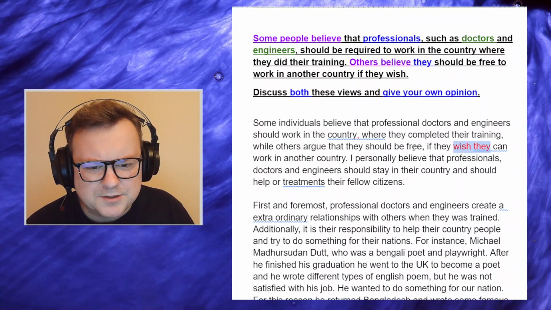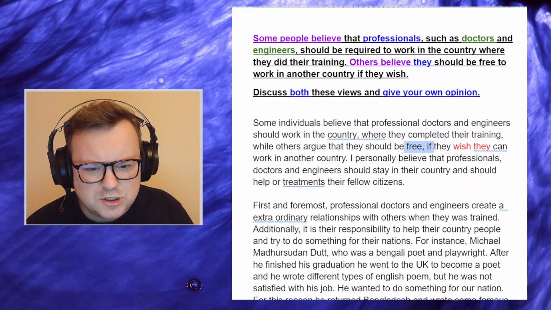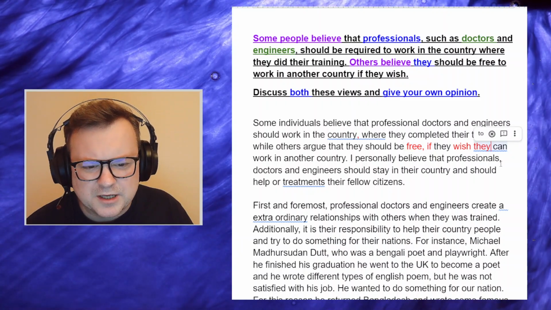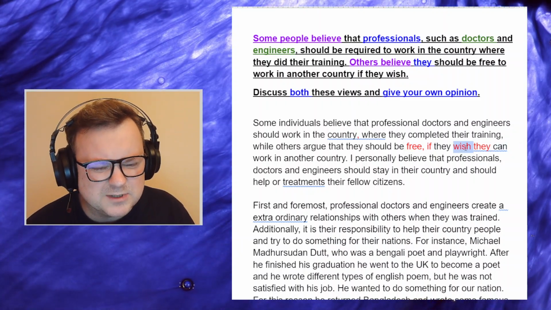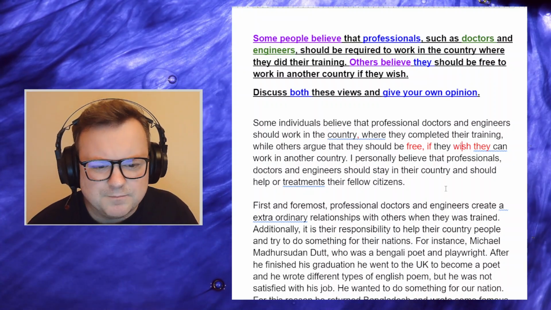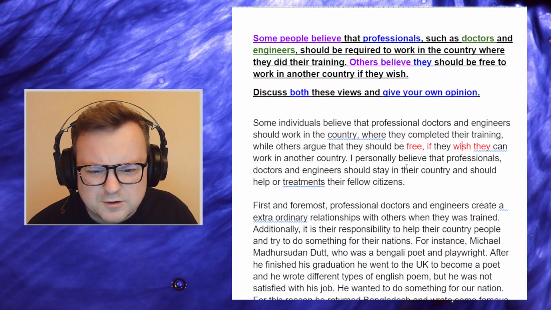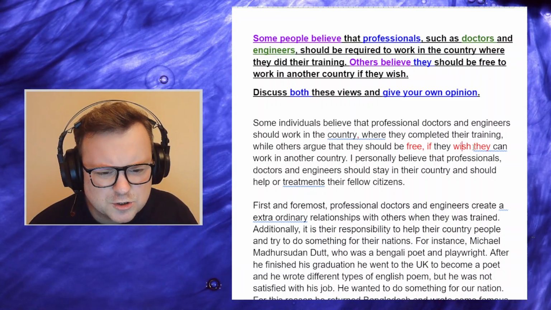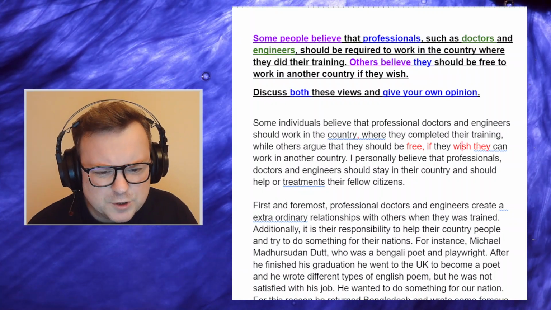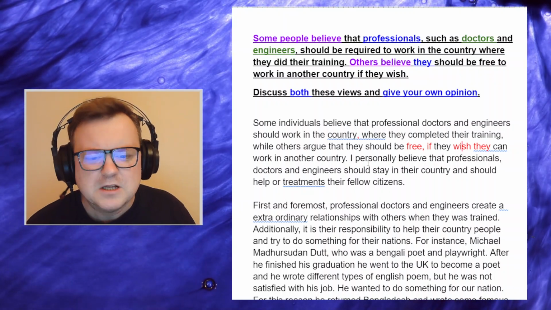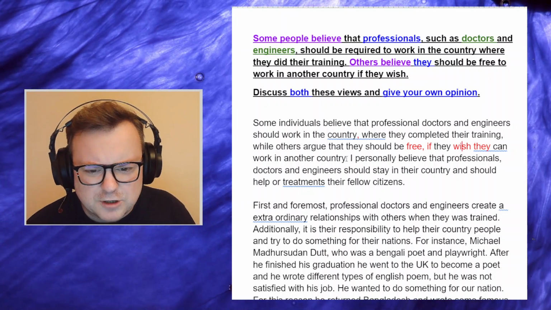So bad cohesion here, and also lacking that comma there. And also I'm not, actually, I'm not even... They should be free if they wish. And if they wish, comma, they can. So a little bit confusing with the grammar and cohesion.